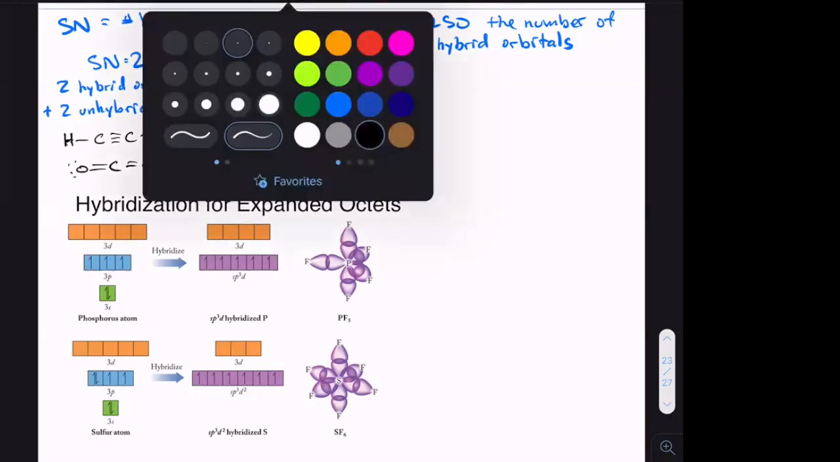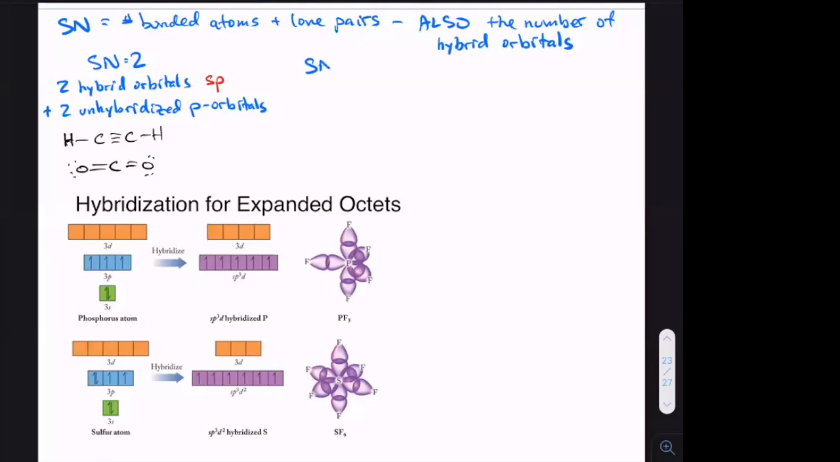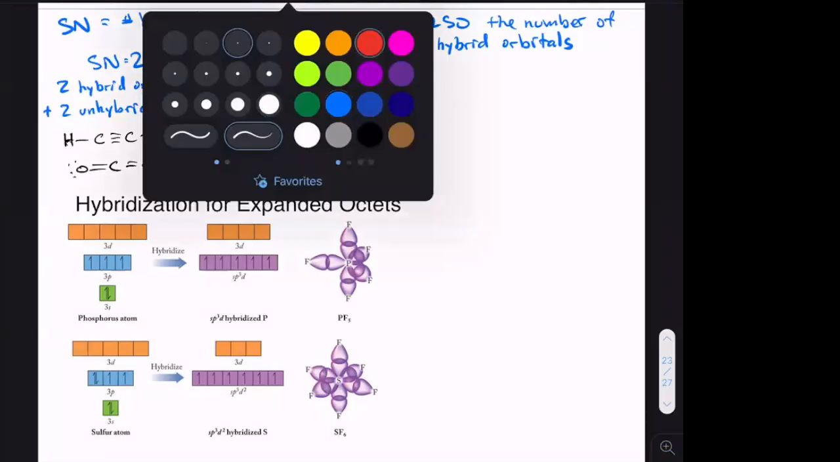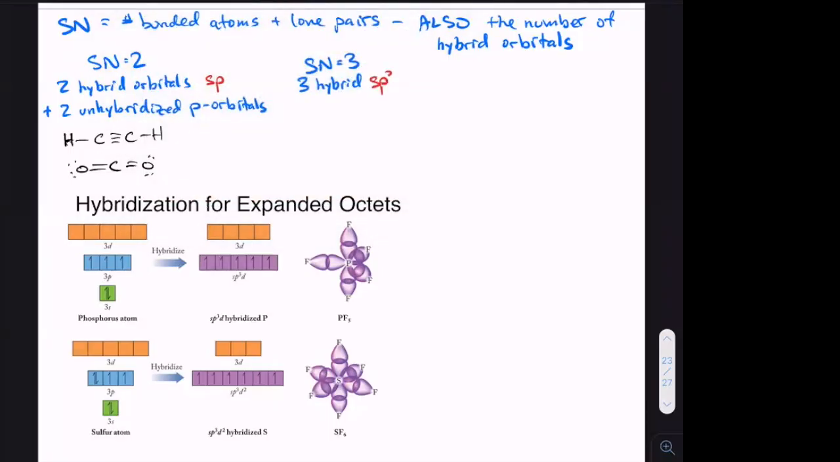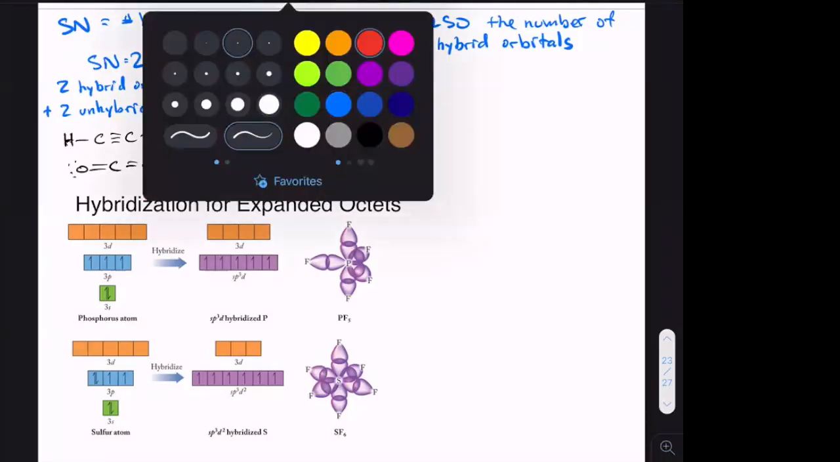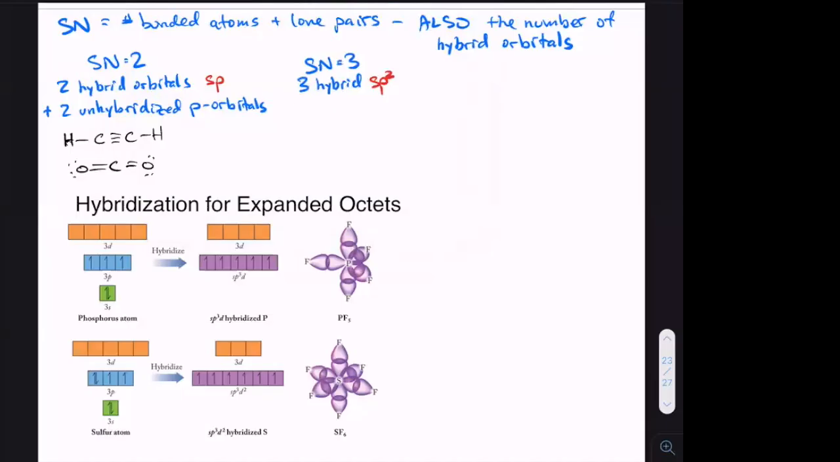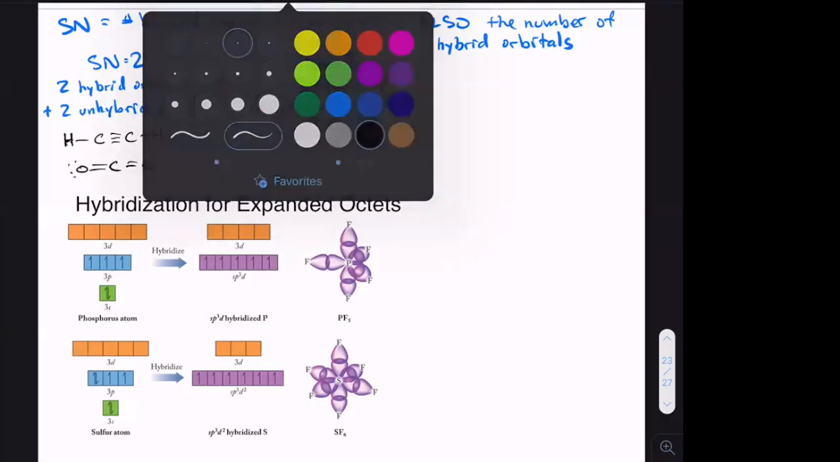Okay. You've got SN of 3. There we have 3 hybrid orbitals, and those are sp2 hybrids, which means you have 1 unhybridized p orbital. And the example I showed you there was formaldehyde.